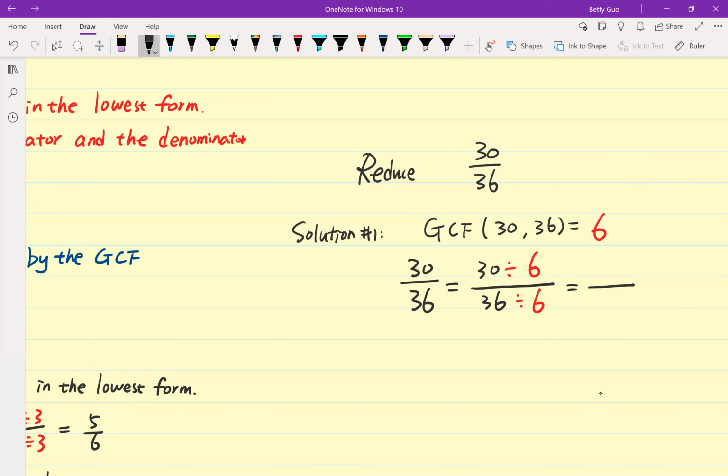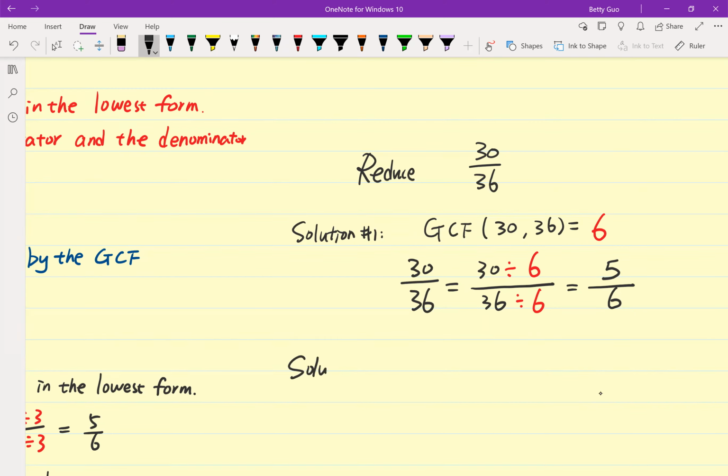30 divided by 6, 36 divided by 6. And we have the fraction 5 over 6. And we know 5 and 6 are mutually prime, right? So that's how we reduce a fraction. Okay, that's the first method. If you can find the GCF for the numerator and the denominator, and you divide both top and the bottom by the GCF, you will be able to reduce the fraction.